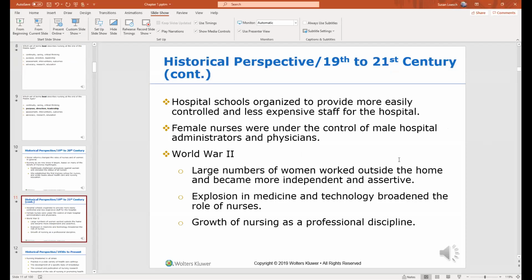So these hospital schools started to become organized, and they actually started to control nursing, and it gave them less expensive staff to work at the hospital. The nurses became under the control of these male administrators and physicians. So during World War II, a lot of women started to get out of the home and work. They became more independent and more assertive. This led to an explosion in medicine and technology and started to broaden the role of nurses, and nursing actually began to grow as a professional discipline.